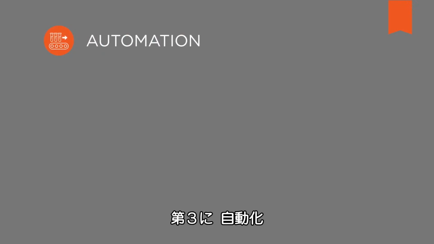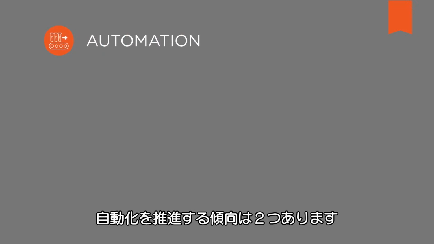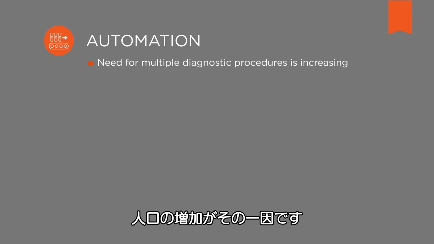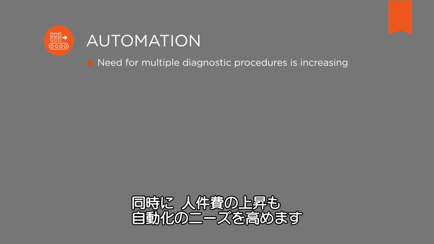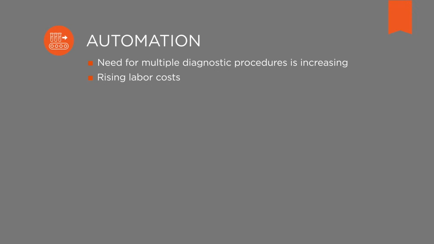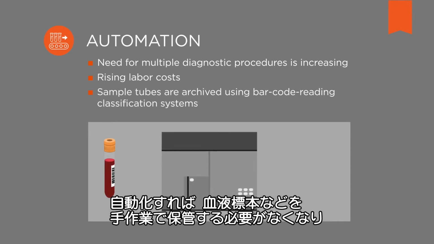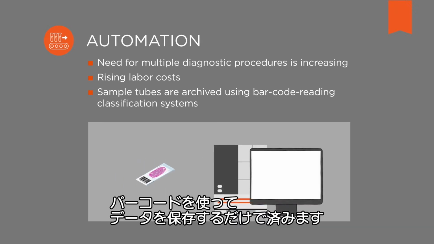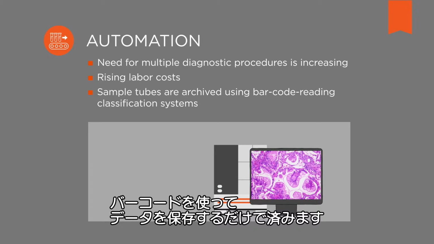Number 3. Automation. There are two trends driving development in this field. The need for multiple diagnostic procedures is increasing. This is also due to demographic factors. At the same time, rising labor costs create the need for more automation. Tubes of blood samples, for example, no longer need to be manually stored by laboratory workers, but are archived using barcode reading classification systems.